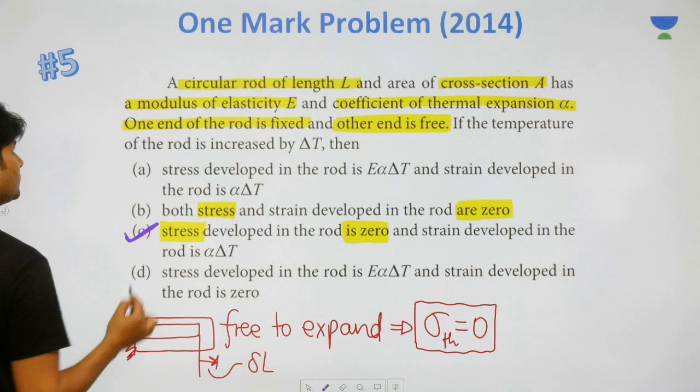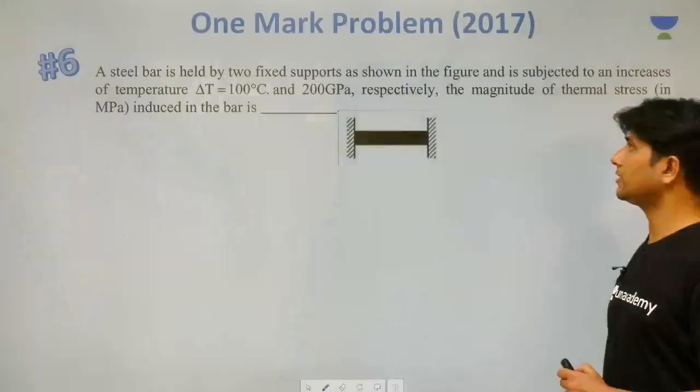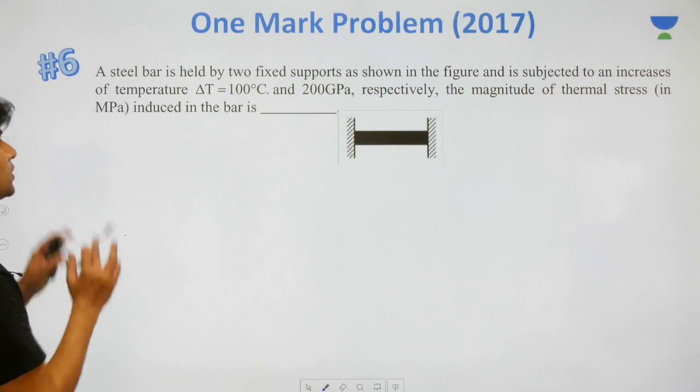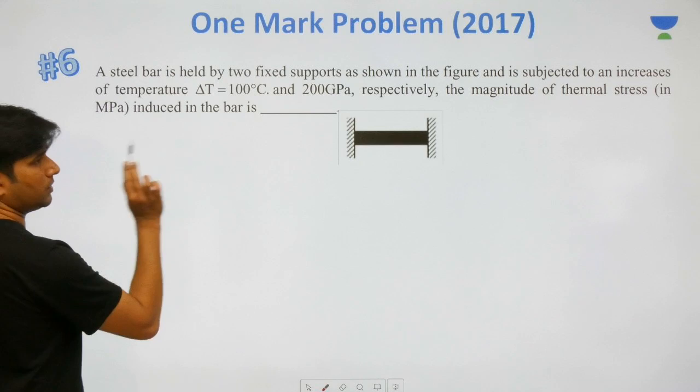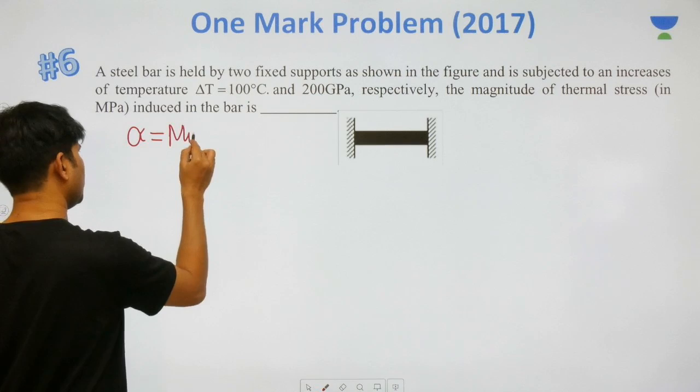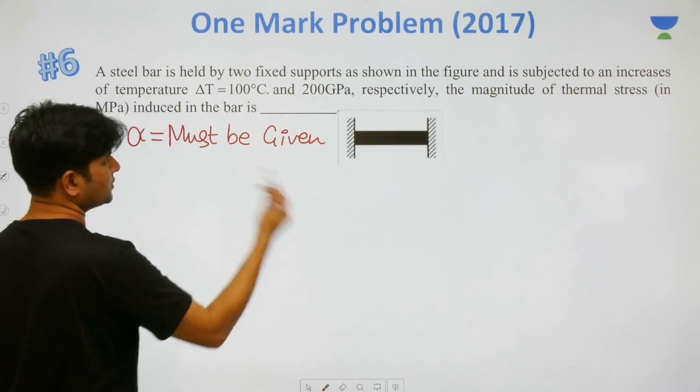As a next problem, let us try solving this 2017 problem that they asked for 1 mark. So this particular problem, and I'm sorry to say this to you, alpha was given in the problem. I just missed it to be included here in the composition. So alpha is given in the problem. Please consider that. I just missed it somehow.